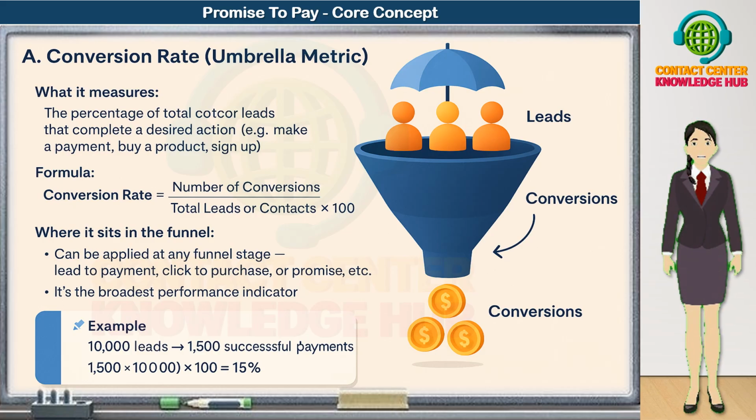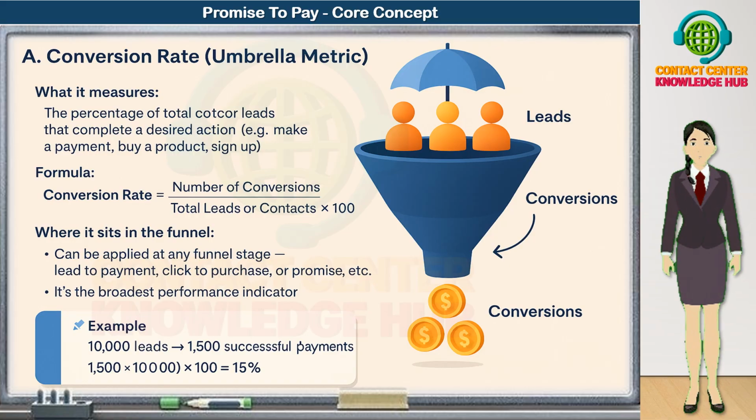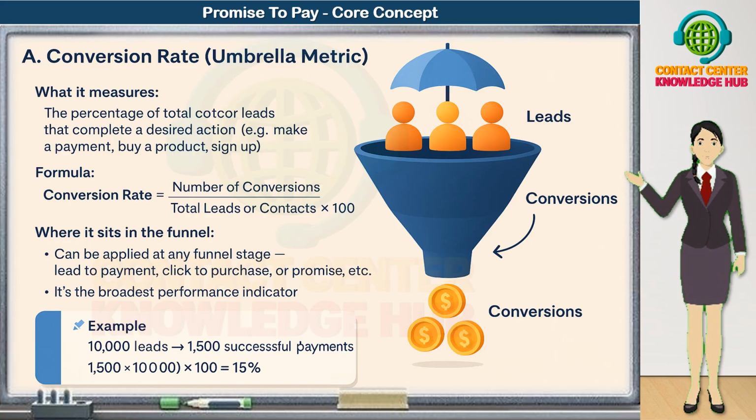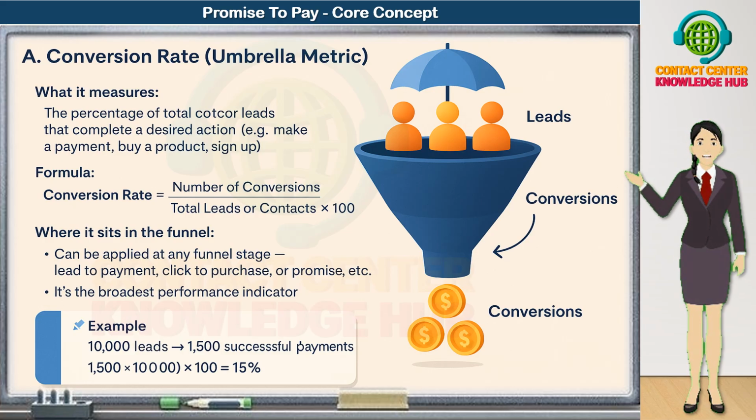Formula: conversion rate equals number of conversions divided by total leads or contacts, multiplied by 100. This flexibility is what makes it such a powerful umbrella metric. It can be applied to virtually any stage of the customer journey.